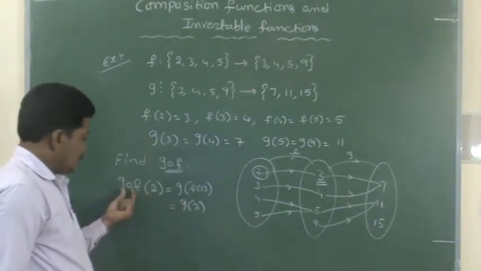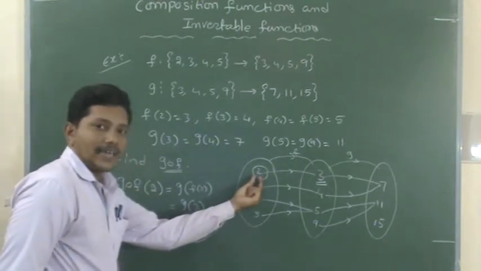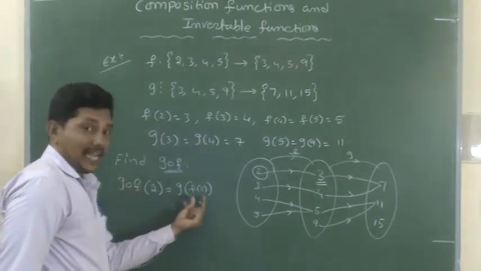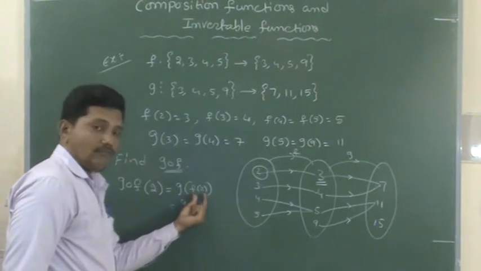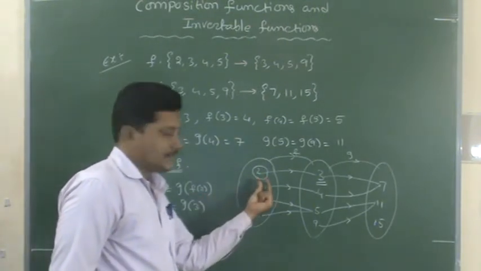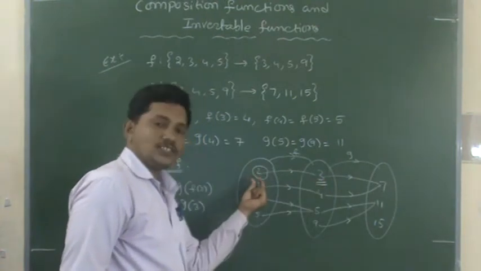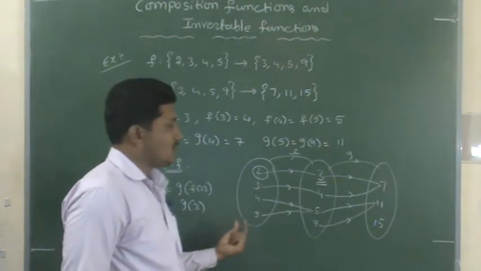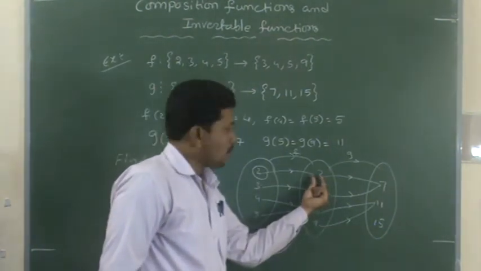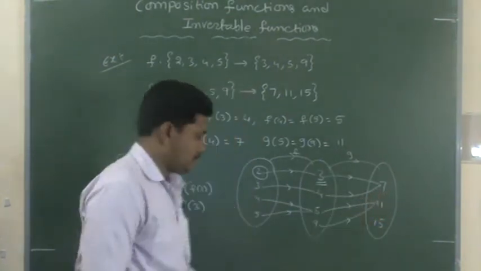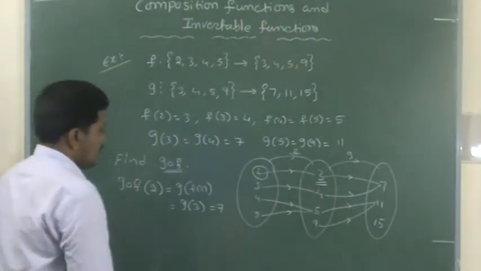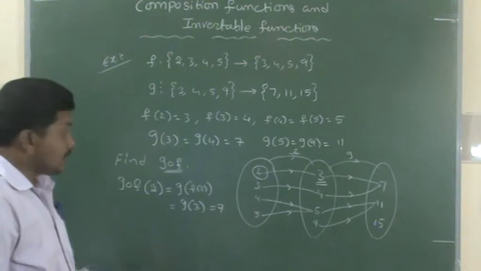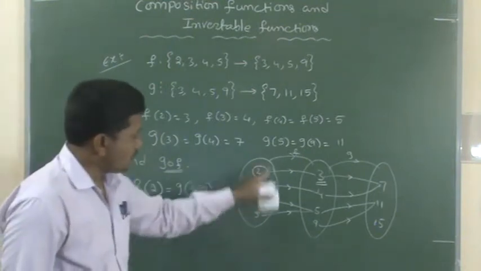I consider G circle f of 2, because 2 is the x element. After that, I expand this circle with a bracket. This is the definition. So G circle f of 2: x goes to f of 2, here it is 2, and f of 2 is 3. Now what is G of 3? With respect to 3, passing through G, it goes to 7. So G circle f of 2 is 7. Like that you have to find all the elements in x.